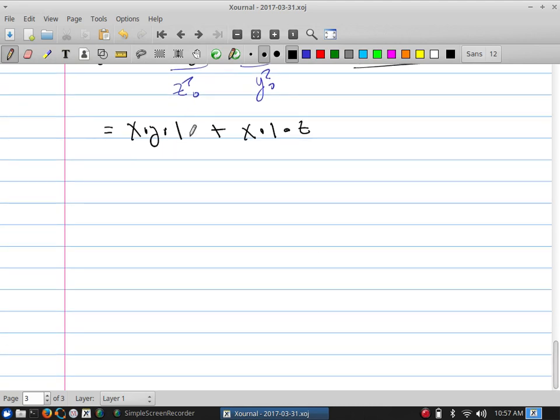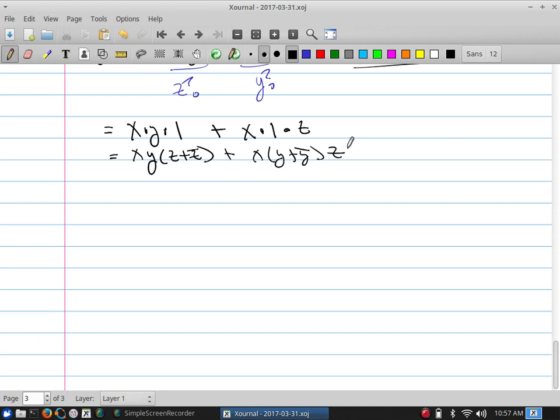Now, what am I going to pick for the one? Something with z. What's a one? Z plus z bar. Z plus z bar is one. And now this is x, y times z plus z bar, plus x, z times y plus y bar. I put in one in a particular way.